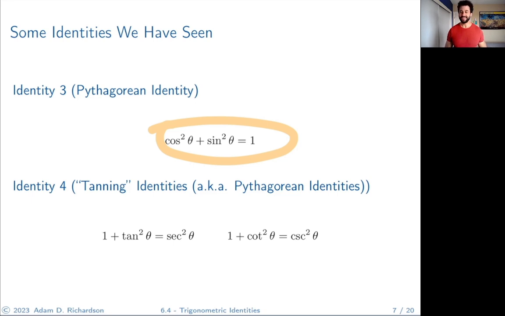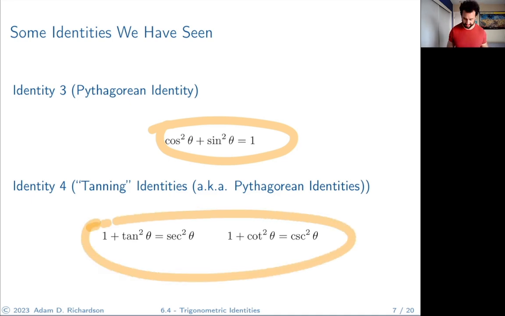There's also the quote-unquote tanning identities. That's what I call them. But the book just refers to all three of these on the screen as Pythagorean identities. I call them tanning identities because they're easier to remember when I remember the mnemonic: I tan in a second, and then I cotan in a cosecond. So I call them the tanning identities. You can call them whatever you'd like. The book just calls all three of these the Pythagorean identities.